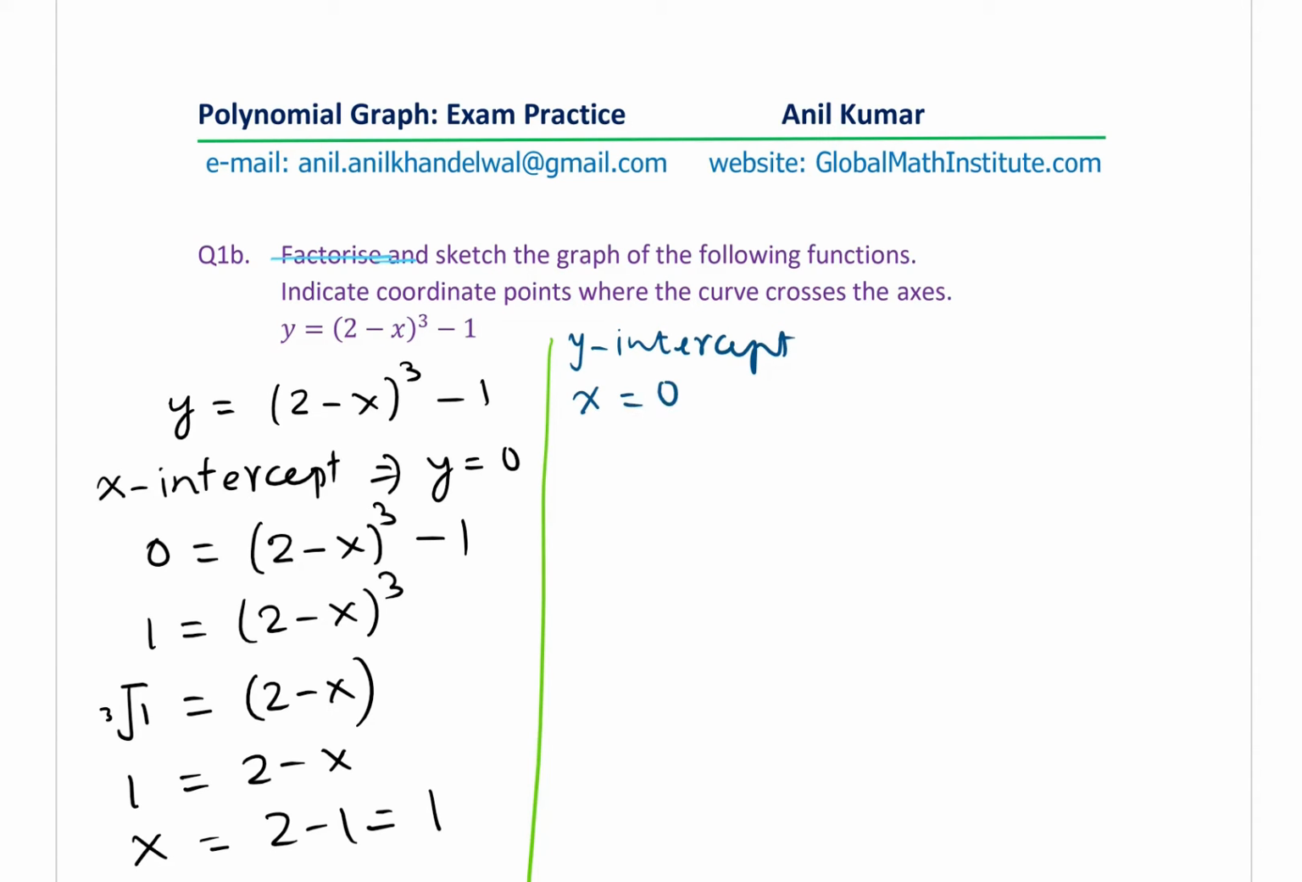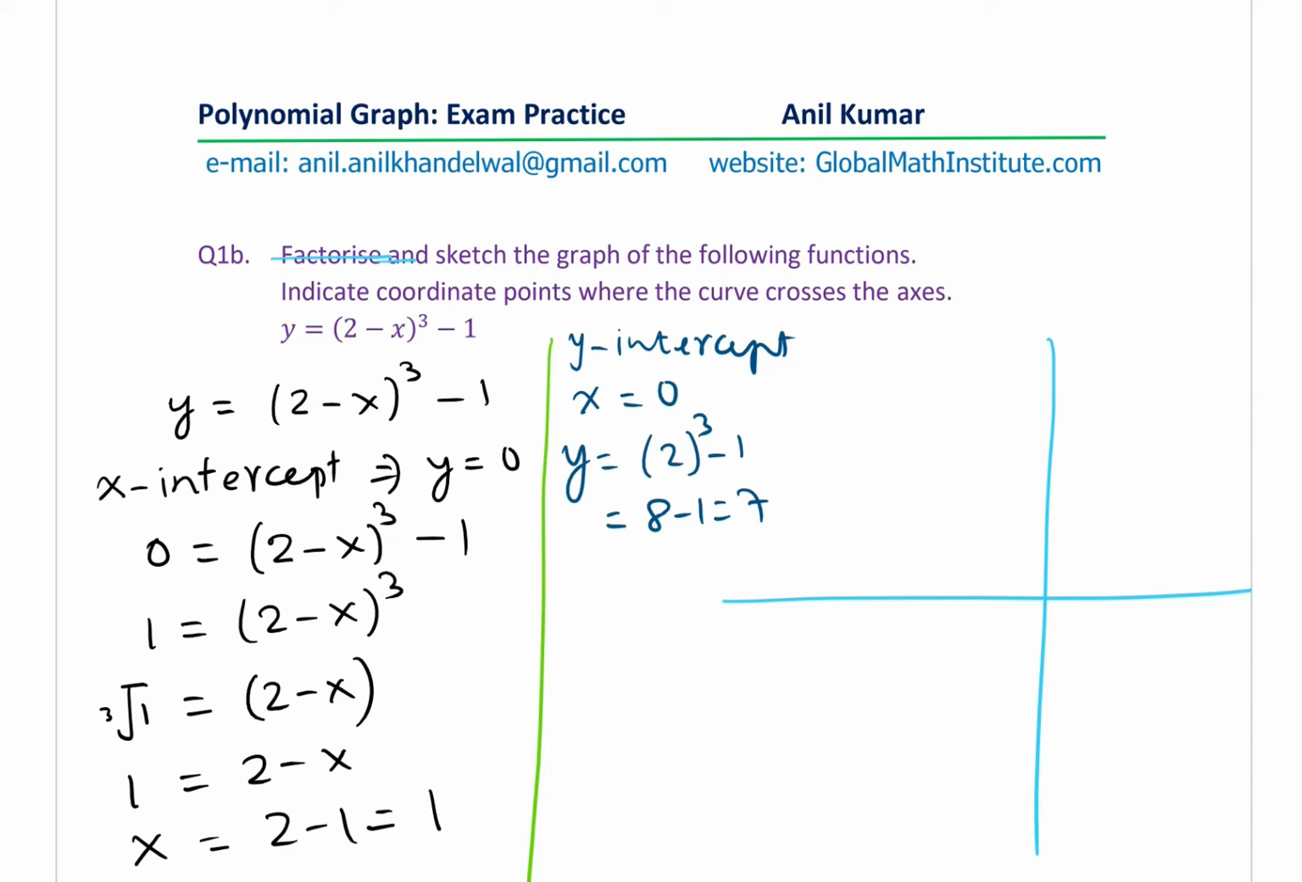Y-intercept is at x equals 0. So the y value will be 2 cubed minus 1, which is 8 minus 1, which is 7. So the y-intercept is at 7. You get the idea, right? So we got the x and y intercepts for us. Now let's try to sketch this graph.